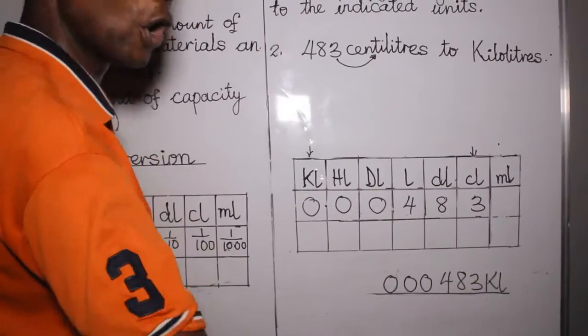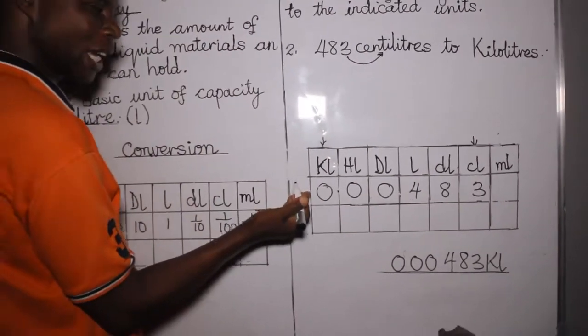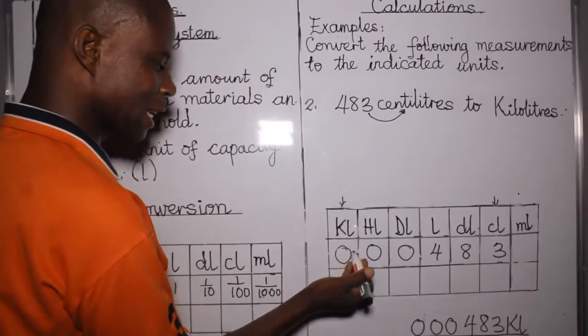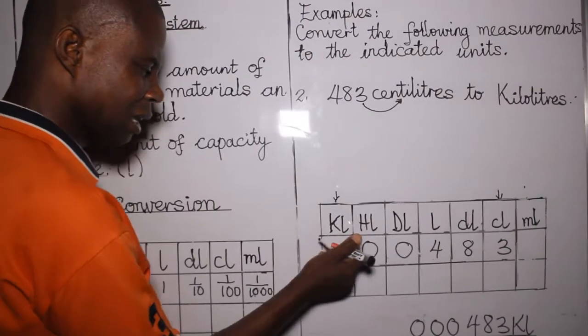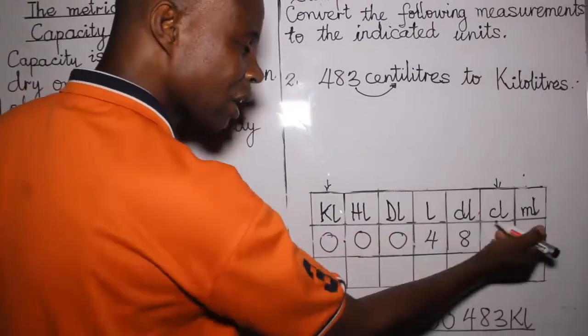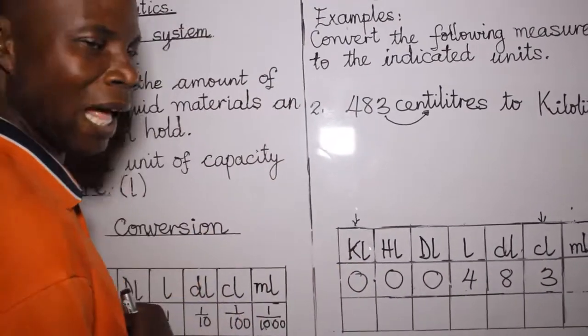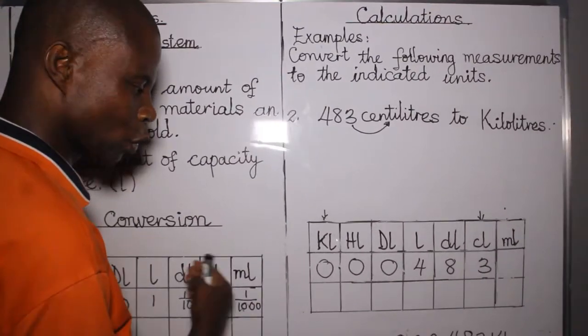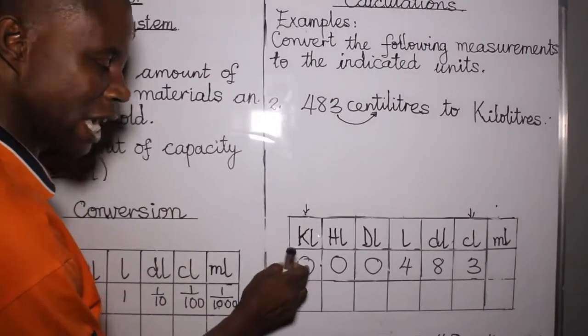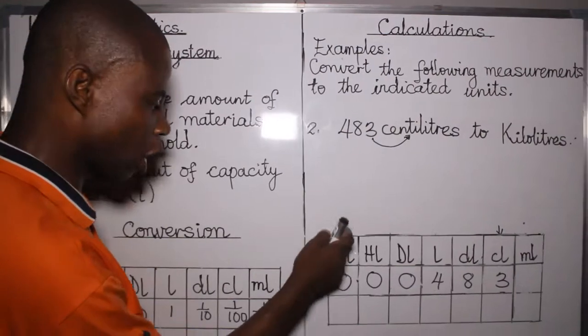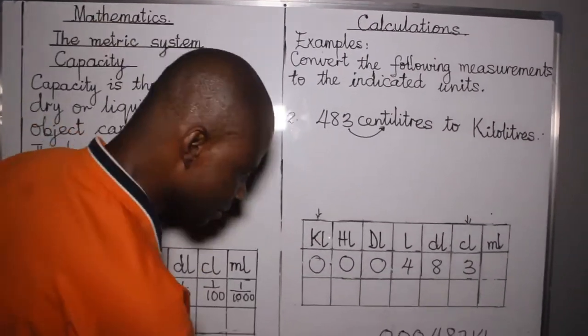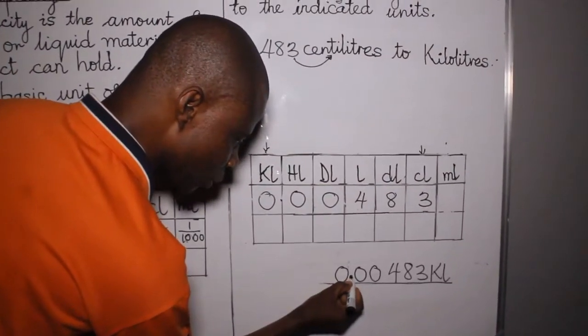Do we walk away? No. You go back to check. Where is kiloliter? Kiloliter is here. So kiloliter starts from here. This is not kiloliter. All other figures to my right are not kiloliter. They are to the left. And the 0 at the far left here is the only one under the column of kiloliter. So you demarcate that, which is this decimal point.